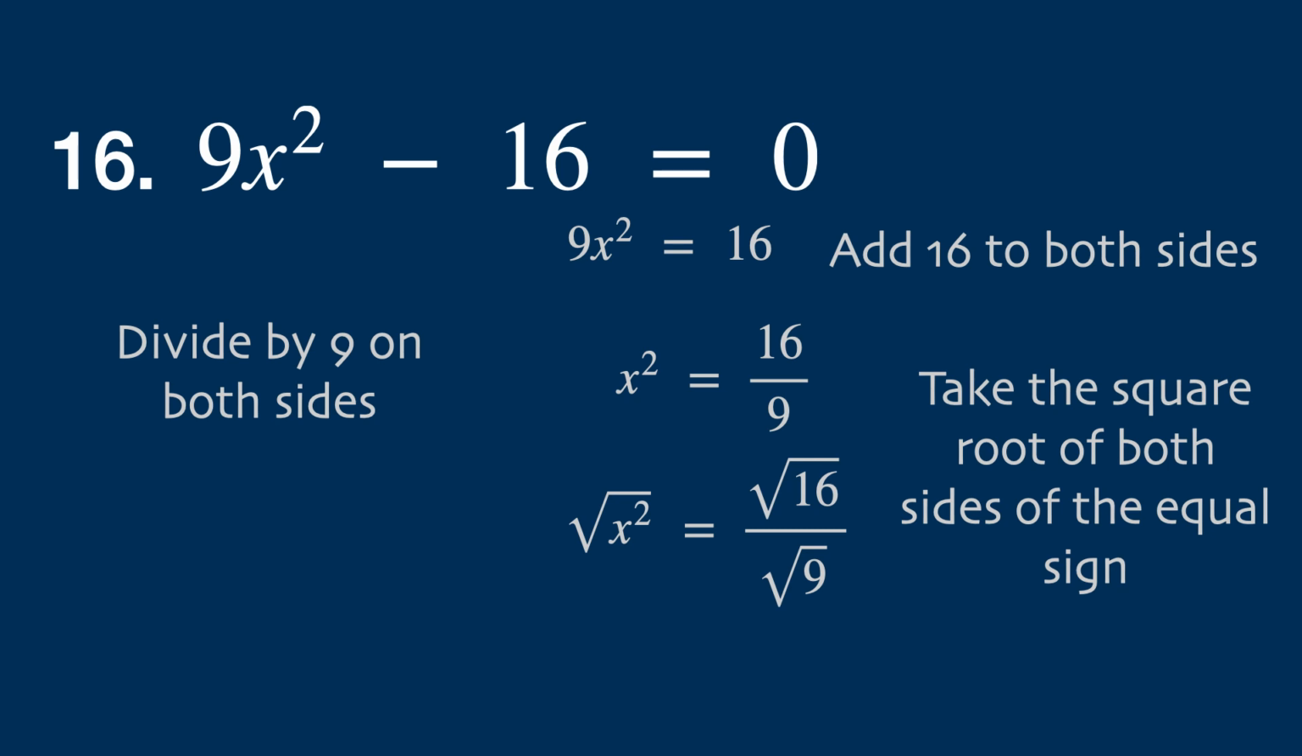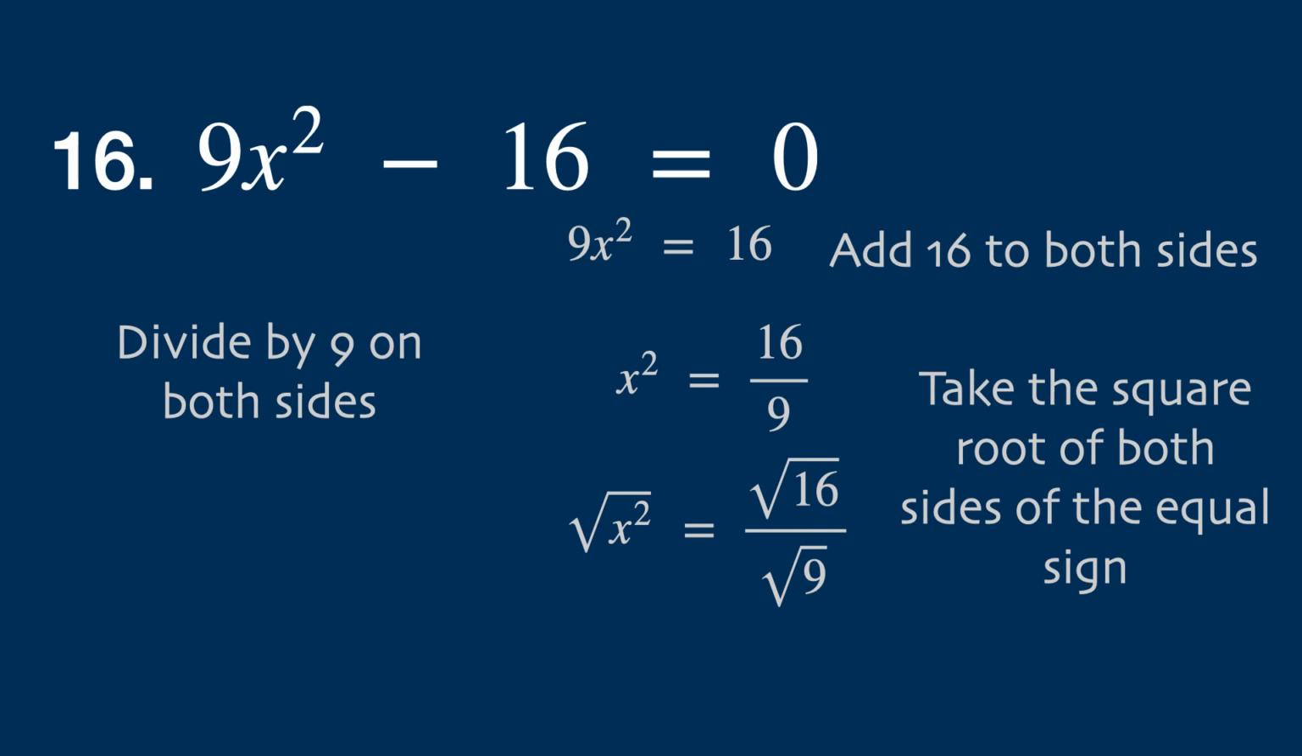I like to write it like this. I don't like to write it as one. I could, but I like to write it like this because it lets me know that I'm taking the square root of 16 and I'm taking the square root of 9.